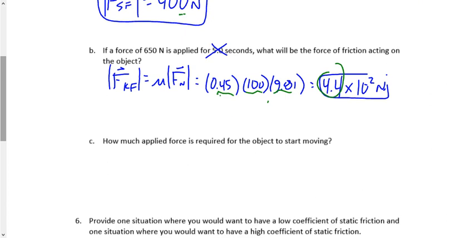How much force is required to get it moving? No calculation required here at all. If I push with 500, does it move? Nope. Push with 550, does it move? Nope. Push with 587, does it move? Nope. So how much force is required to get it moving?